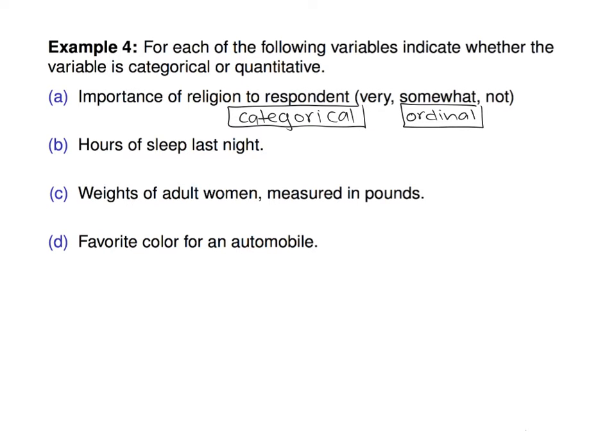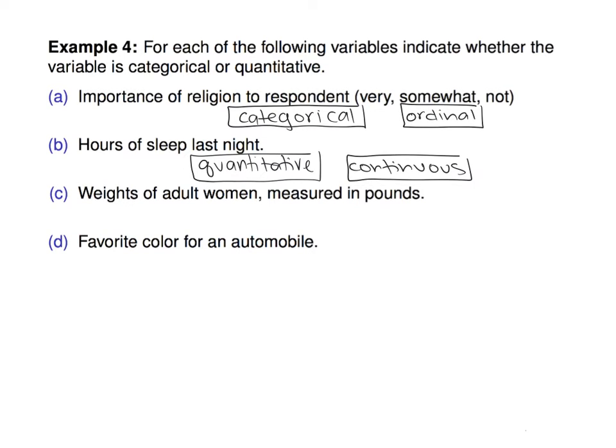Hours of sleep last night. Well, that's quantitative. And we tend to say things like, oh, I slept for 8 hours, when it really might have been you slept for 7 hours, 58 minutes, 33.76 seconds. So this is an example of a variable that's also continuous. Weights of adult women measured in pounds, that's also quantitative, and it's also continuous.